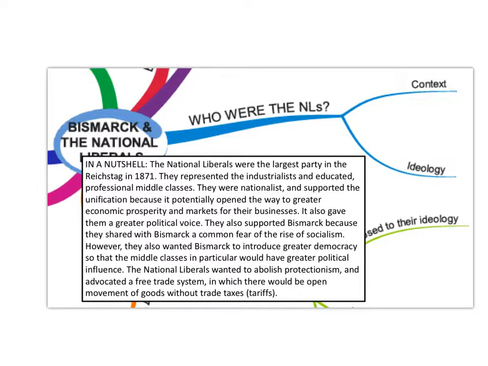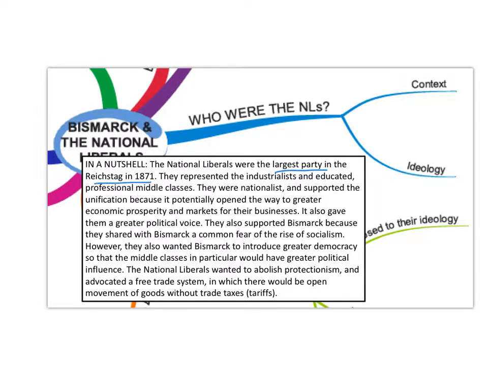What I'll do in this video is I'll in particular focus on the in a nutshell, okay, that summarises up the key points, and then the subsequent slides that add detail. You can work on those and just add the detail. So in a nutshell, okay, the National Liberals were the largest political party in the Reichstag in 1871.